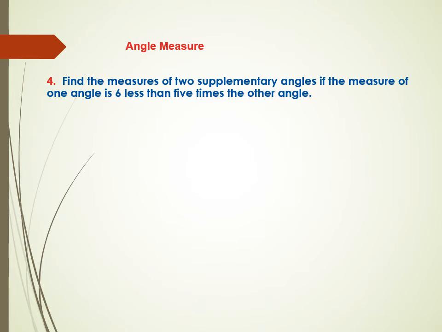Okay, here we go with another one. Find the measures of 2 supplementary angles if the measure of one angle is 6 less than 5 times the other angle. So on this one, they want both angles. Again, it's 2 angles that add to equal 180. One of the angles is 6 less than 5 times the other. Take a few moments, see if you can do this problem.